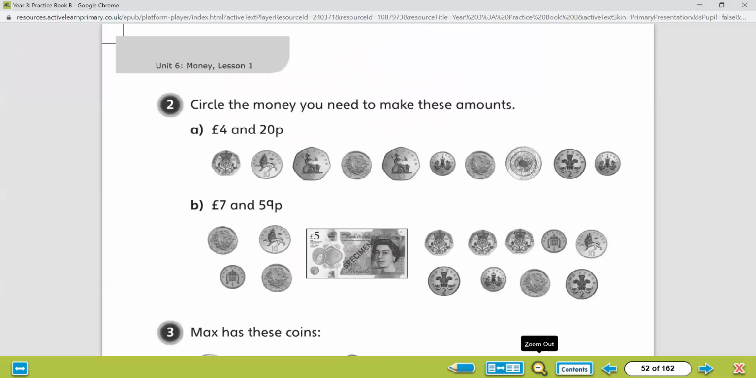Question 2. I'm going to do 2B and I'm going to ask you to have a go at 2A. So it says circle the money you would need to make these amounts. So it's just like we've done before, but I've got to make £7 and 59 pence. So I'm going to look at my pounds first of all to make £7. So I'm going to use that 5. And then I've got a pound coin here, 5, and £1 makes 6. And I'm going to use that pound coin, and I've got my £7.